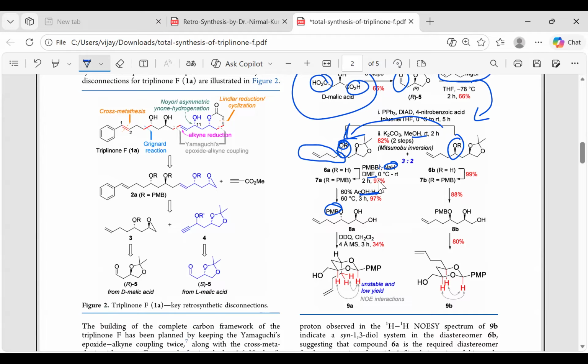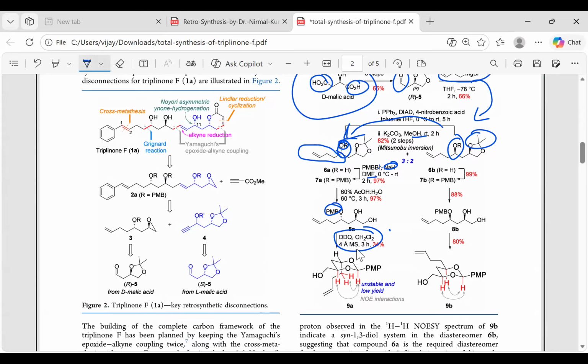And also they did the deprotection of such 1,2-diol using acetic acid. So this is what they have done. Then later they used DDQ in DCM.